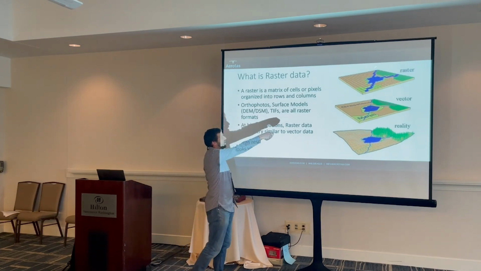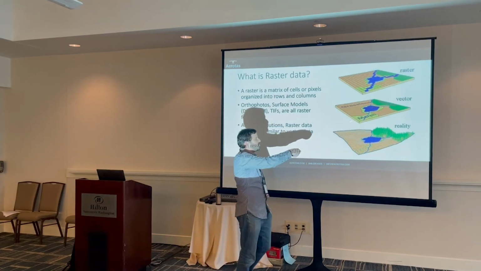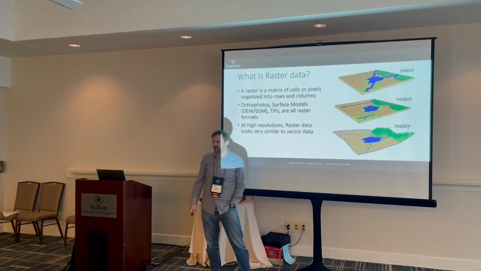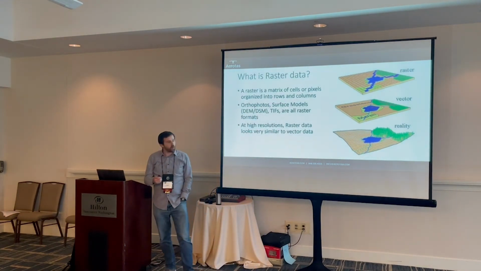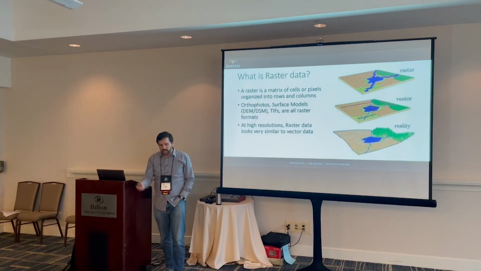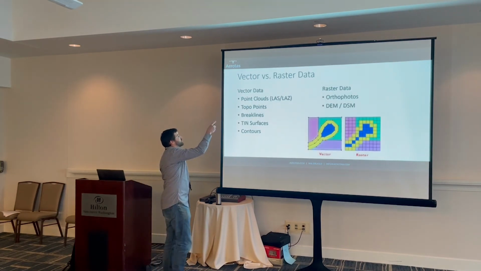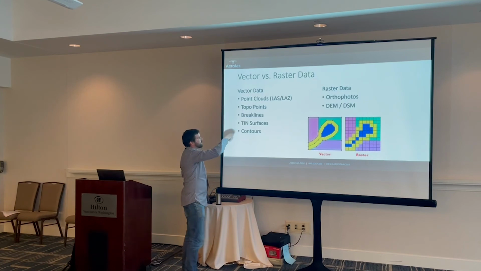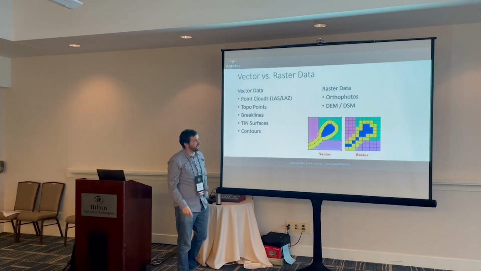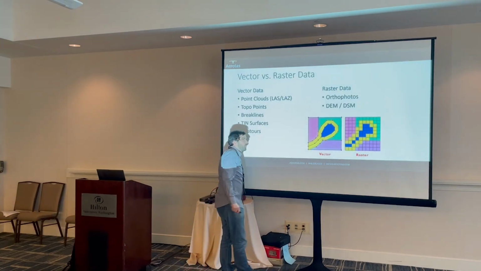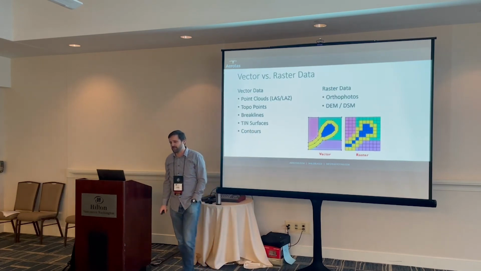Basically, it's pixel data as opposed to vector data, which is going to be points and polylines typically. LiDAR data is by itself vector data. Vector data is LiDAR data, topo points, break lines, tin surfaces, contours, that sort of thing. Raster data is going to be your ortho photos and your DEMs and DSMs.